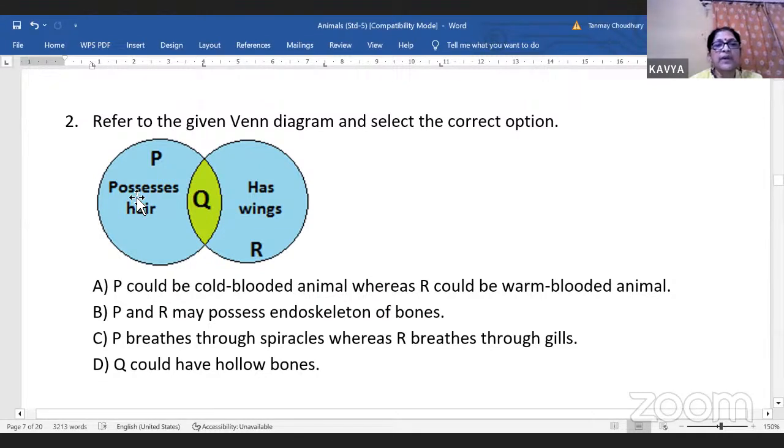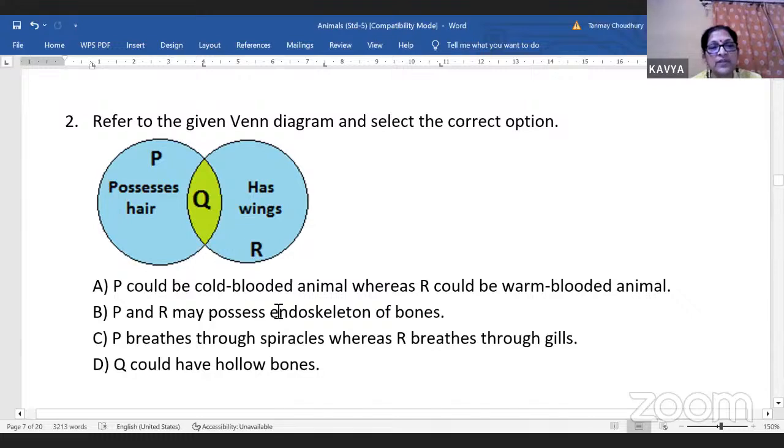Now, P cannot be cold-blooded because P has got hair and all mammals have got hair and all mammals are warm-blooded animals. So this cannot be the answer. Okay, P and R may possess endoskeleton of bones.